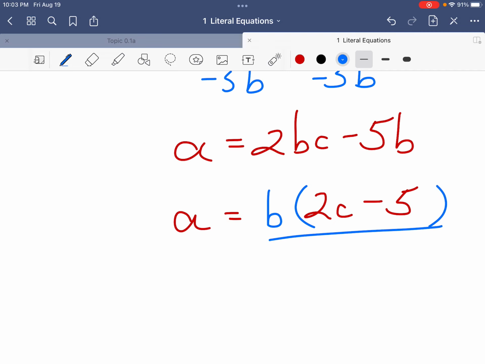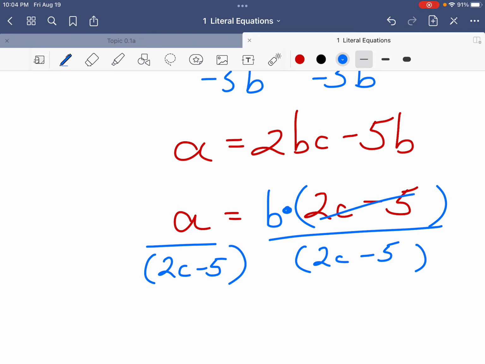Now that quantity 2c minus 5 is being multiplied, so all I got to do is divide it. I got to divide 2c minus 5 on both sides. Remember, when you divide, that cancels, but it now leaves us with the letter b all by itself. It does also leave you with a over 2c minus 5.